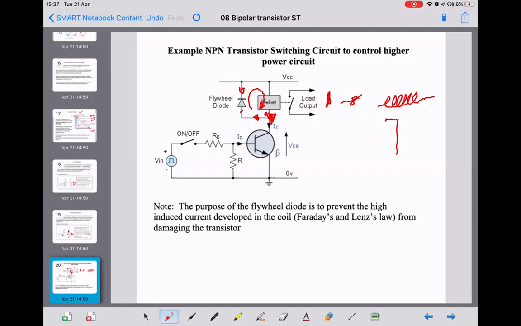All right? And I picked that diagram so that I could explain what's meant by a flywheel diode. You might see them on drawings and not understand why they're there. All right? Everybody okay with that?